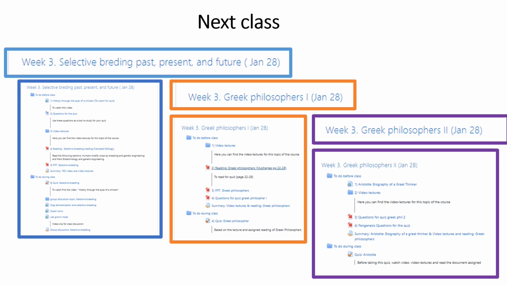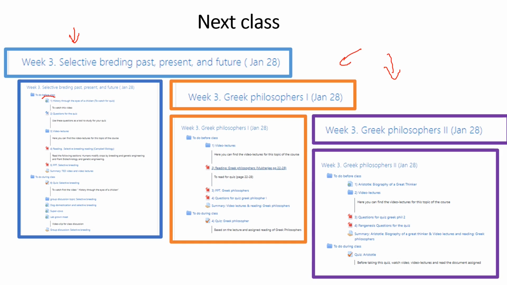And now, for next class, you have 3 small topics. One about selective breeding, and 2 about Greek philosophers. I divided it into 2, and they are very short. And remember, this time this is just history. So you will have only 1 attempt for the quiz.